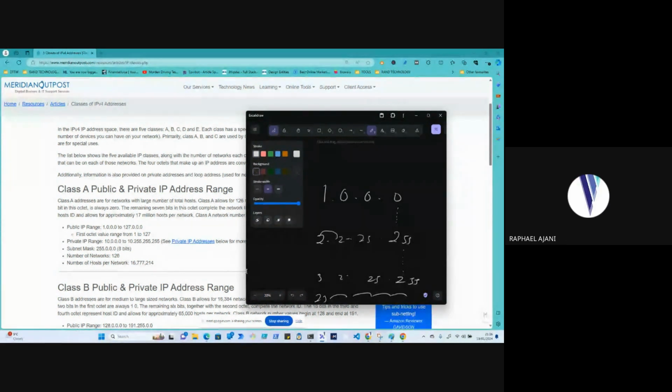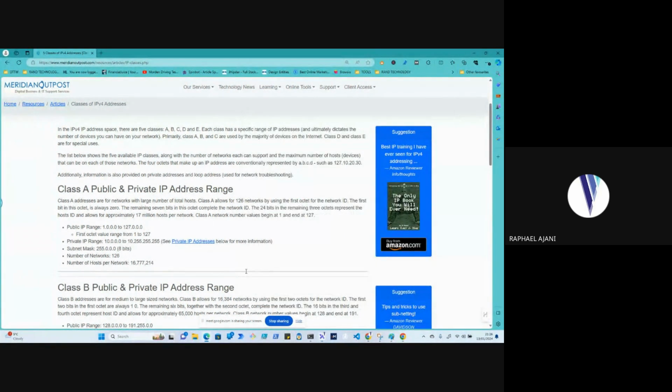Right. So if you look at this, it says that the private range is from 10.0.0.0 to 10.255.255.255. Do you understand now? Which is the ceiling. It can't go beyond. This is the maximum. That's why it's all ones. You understand?